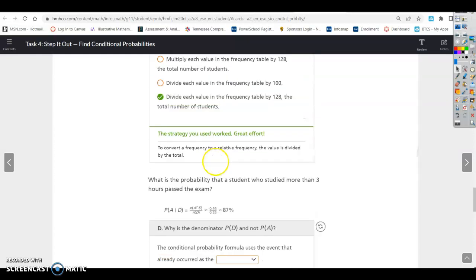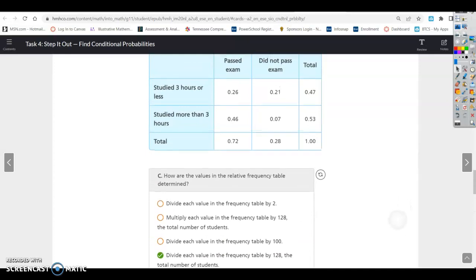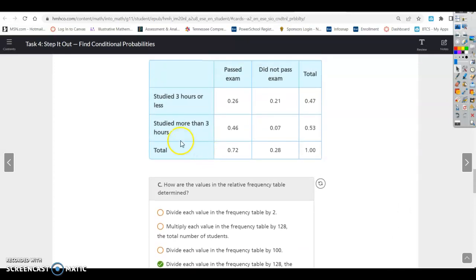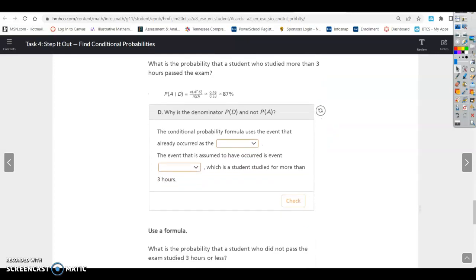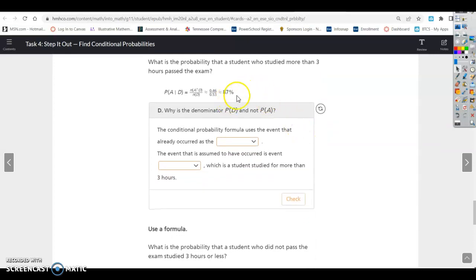So all they did was divide those numbers. Oh, wait a minute. I went studied 3 hours or more. The 53% comes from here. Okay, I was going to say that didn't look right. So 46% divided by 53%. All of this row studied 3 hours or more. So that gives you that 87% of the students who studied 3 hours or more did pass the exam. So that means studying for their exam paid off.